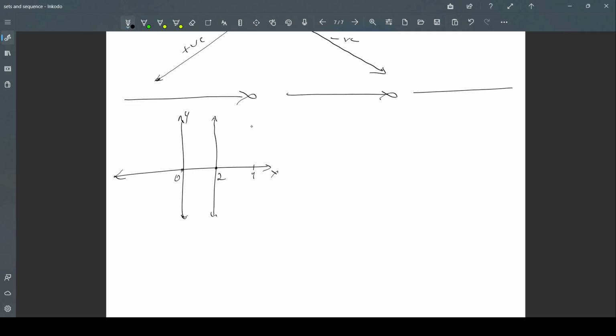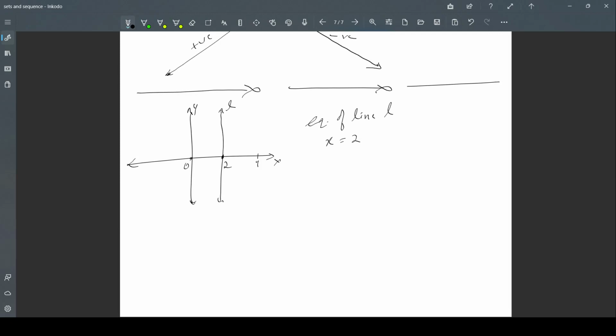So what will be the equation of this line? If they ask you what will be the equation of line L, it's direct, x equals 2, right? You can write the equation of the line is x equals 2. If the line is parallel to y-axis, then the value of x will be equal to where the line is crossing, from 2, right? That's why it is called the x equals 2 line. For example, if the line passes through 3 here, what will be the equation of this line? The equation of this line is x equals 3.